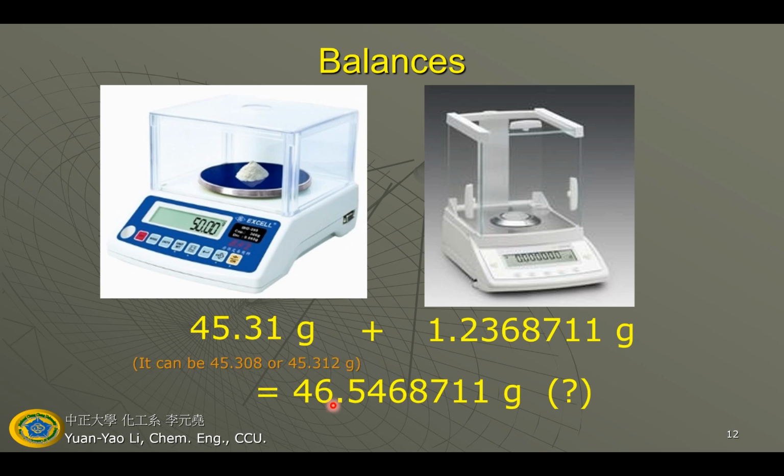Why? Because of the precision, this number can be 44.308 or 45.312. So if you have used this number to add up this number, the number here is meaningless, right? It's meaningless. So how can we do the subtraction, addition, or division with these numbers?